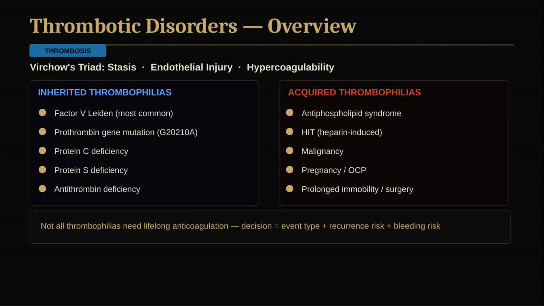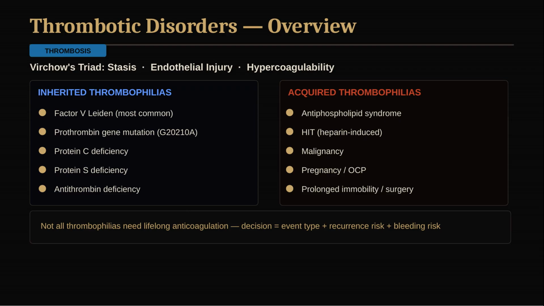The thrombophilias: conditions that tip the balance toward clotting. Virchow's triad: stasis, endothelial injury, hypercoagulability. Inherited thrombophilias include factor 5 Leiden, prothrombin gene mutation, protein C and S deficiency, and antithrombin deficiency. Acquired include antiphospholipid syndrome and HIT.